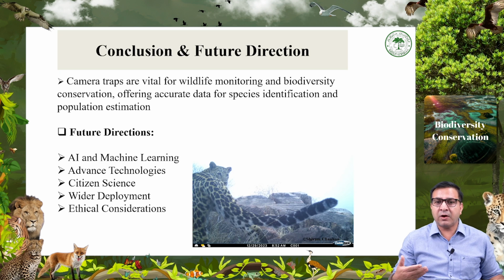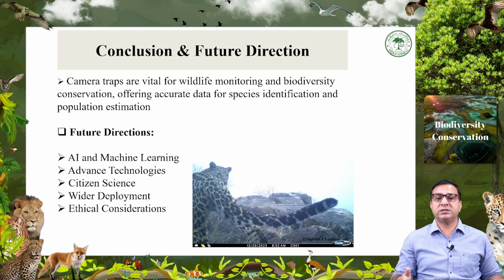Advanced technologies like drones and remote sensing will improve real-time monitoring and habitat assessments. As camera traps expand, they will gather valuable data across different types of ecosystems. We also need public engagement through digital tools to support conservation efforts. But ethical practices in using this technology, which I have already discussed with you, are also very crucial, so we need to take care of ethical considerations while using all these technologies.